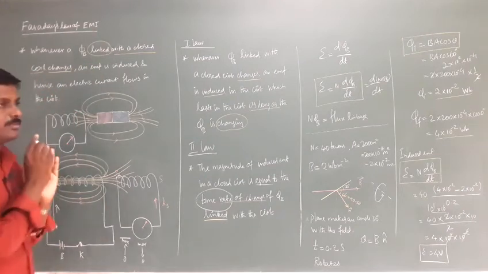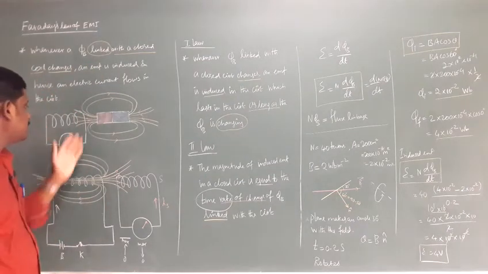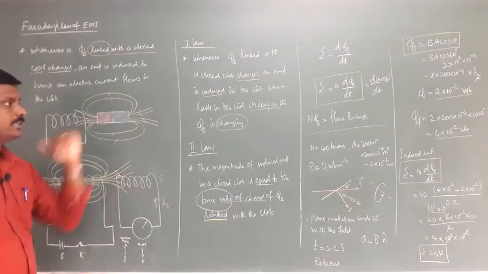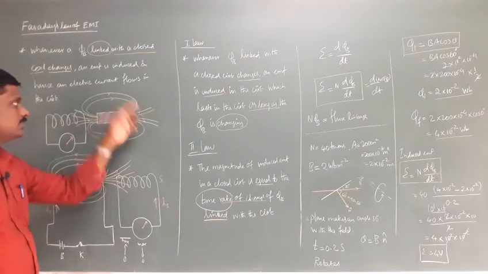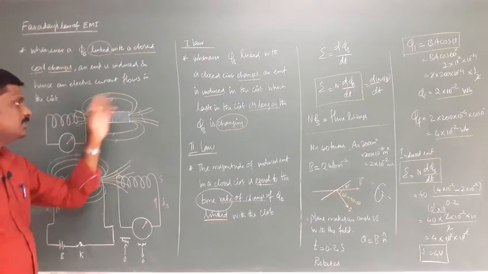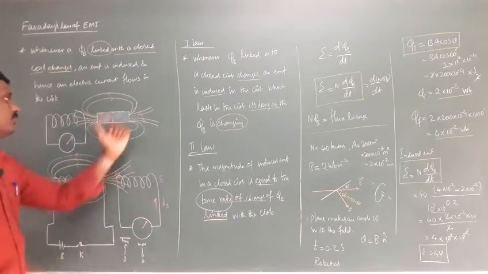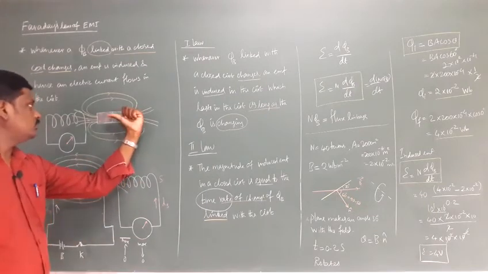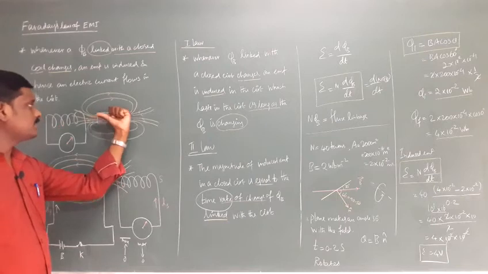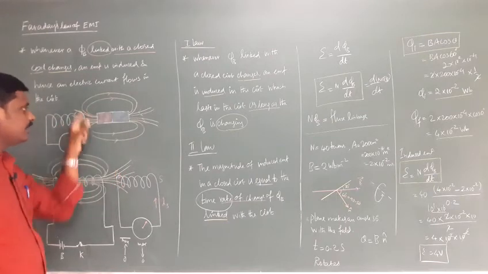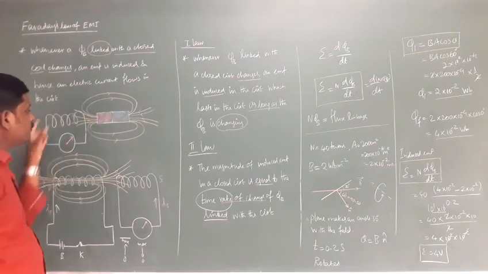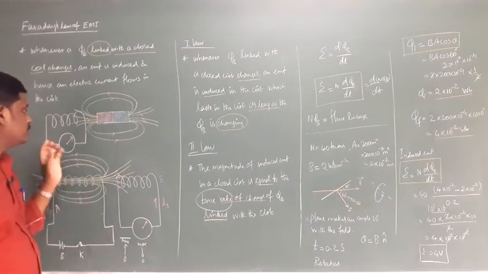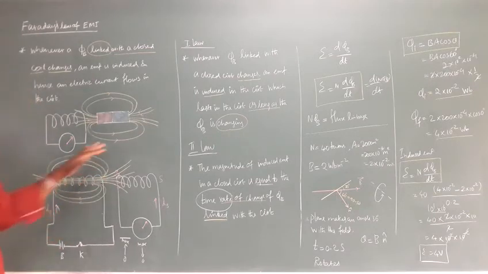From the first experiment, a coil is connected with a galvanometer, and there is a bar magnet. Around the bar magnet there is a magnetic field that starts from north and ends at south. We are pushing the magnet towards the coil. So there is a change in magnetic flux linked with the coil, and an induced EMF is produced in the coil that is sensed through the galvanometer. So this is the first experiment.